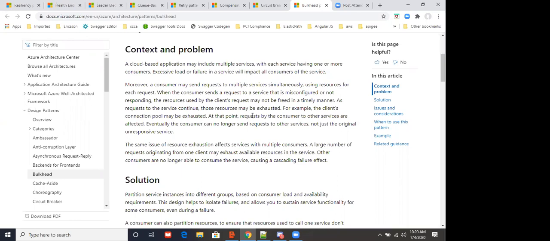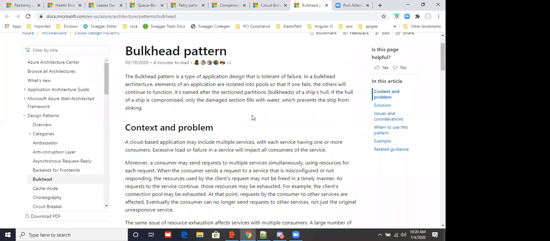I'm not clear on this bulkhead pattern. Could you give an example where the bulkhead pattern is not used, and then when we apply it and it's helpful?